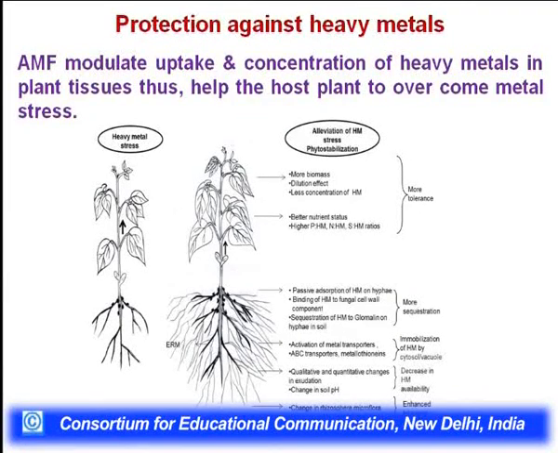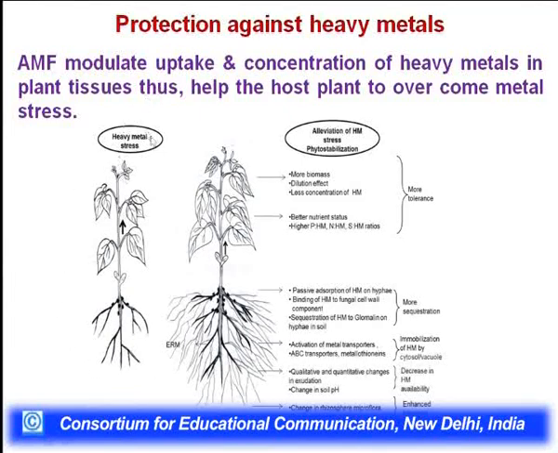Another benefit of mycorrhizal fungi is protection against heavy metals. Arbuscular mycorrhizal fungi modulate uptake and concentration of heavy metals in plant tissues. Therefore, they help the host plant to overcome metal stress. You see here that there are these two plants. One is having a very stunted or reduced growth, while the other is having better growth. So, the plant which is having better growth is colonized by mycorrhizal fungi, while this is a non-mycorrhizal plant, which means that it is not colonized by mycorrhizal fungi.